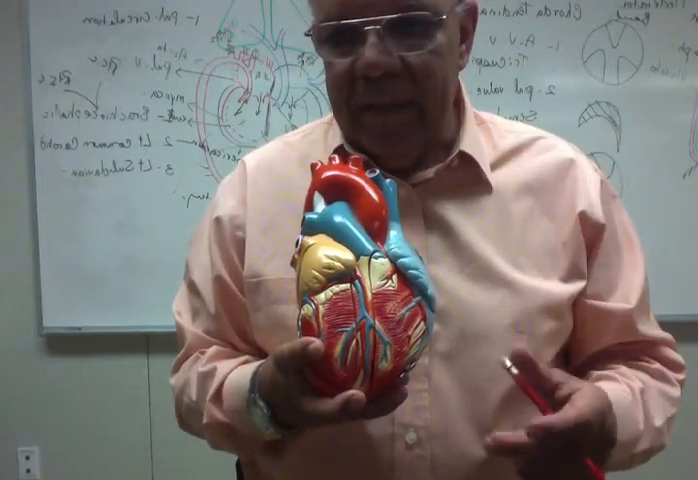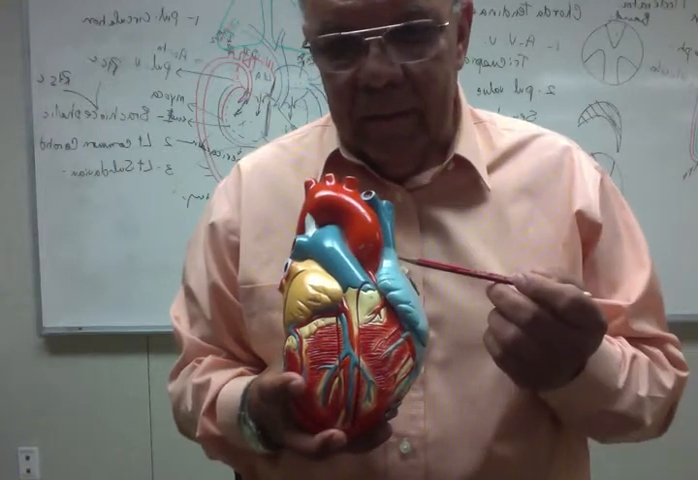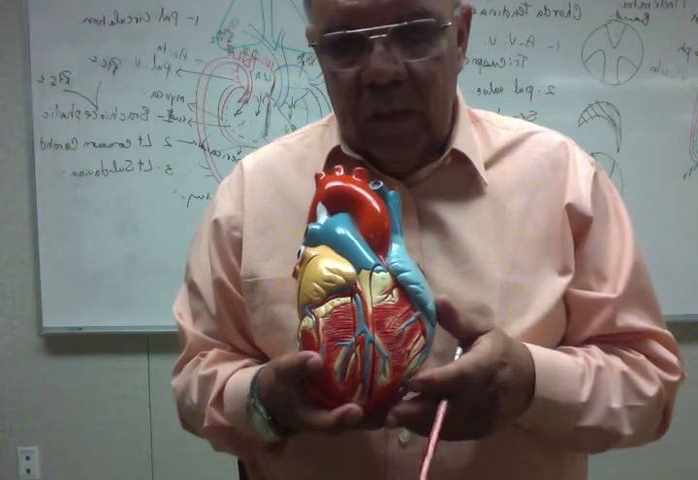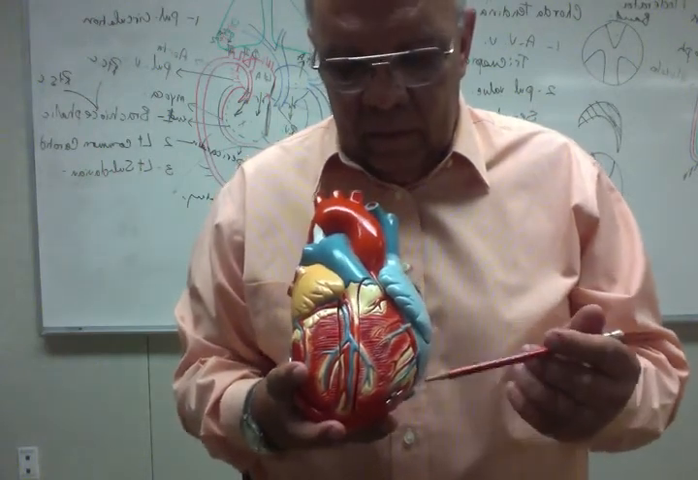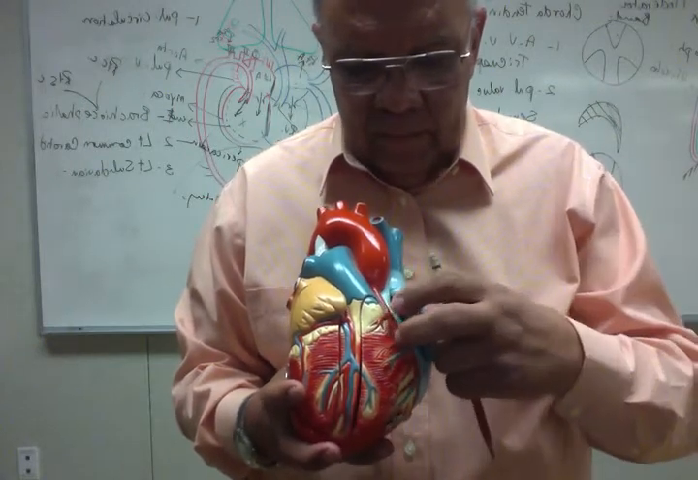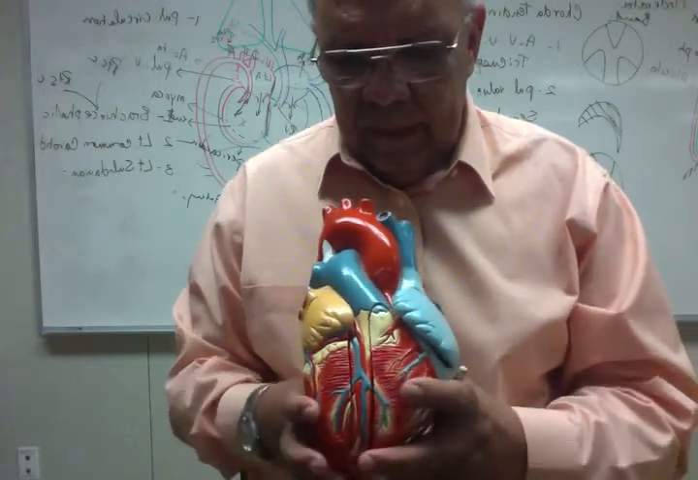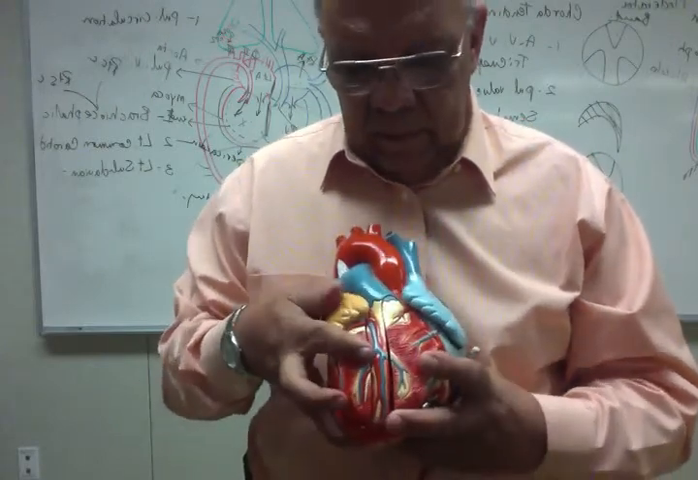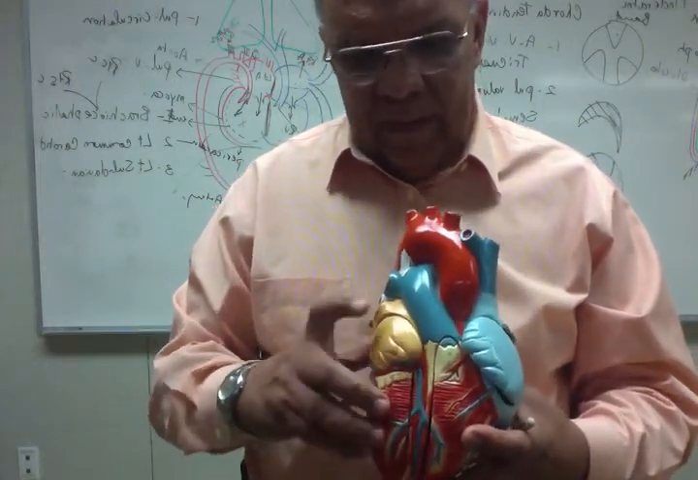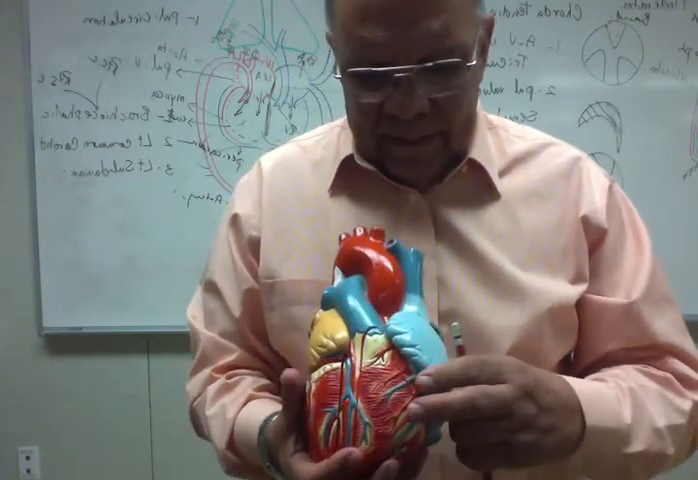The cardiovascular system is made by the heart, the blood vessels, blood, and the lymphatic system. To start with, the heart is made of four chambers: right atrium, right ventricle, left atrium above, and the left ventricle lower down. This is the left atrium, this is the left ventricle. Blood vessels are attached to the heart.